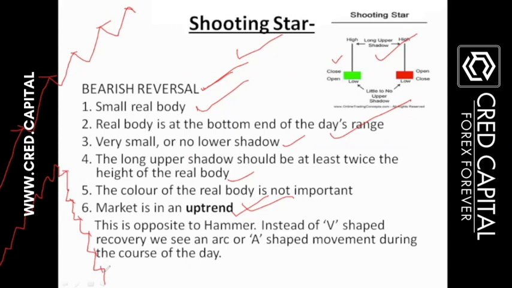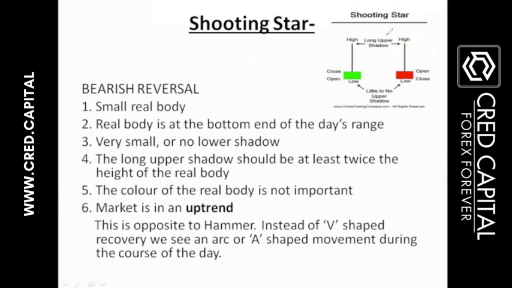The shooting star is the most familiar candle in the market. It will appear at least 5 to 10 times in a day in every chart, so it is very easy for you to go with the shooting star and take the trade. It will form like an inverted hammer, like this: a real body, a longer upper shadow, and a small lower shadow in the market. This upper shadow is at least twice the height of the real body.